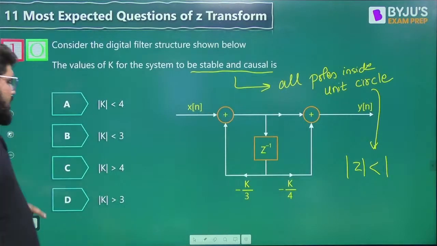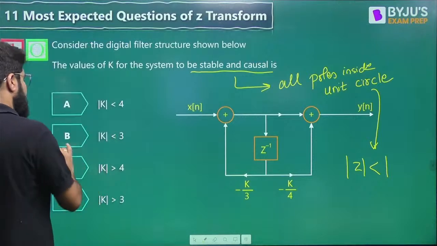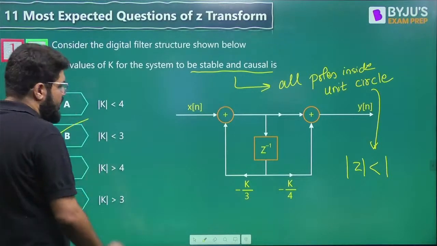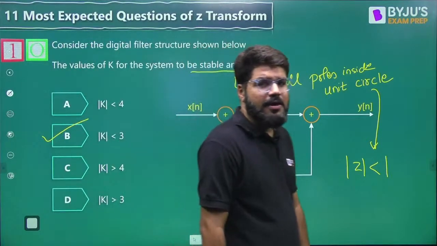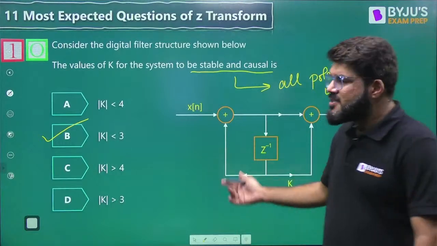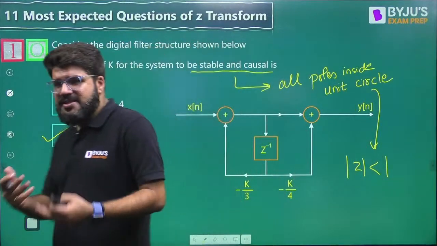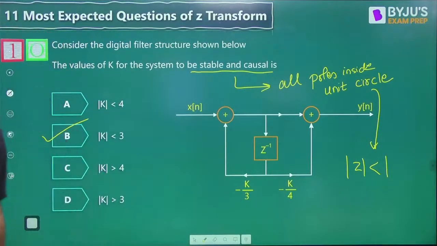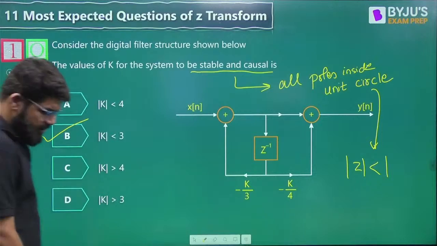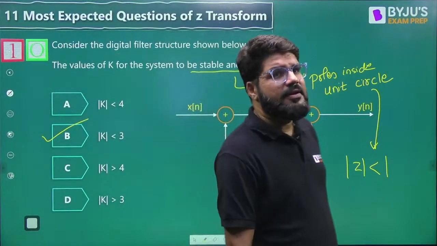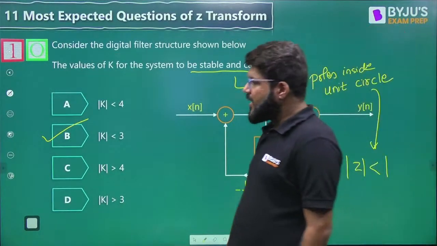So see, the question just uses a digital filter. The digital filter design has been removed from GATE, but the analysis can be done, and there's nothing regarding filter here. It's a stability and causality question. Mod K less than 3 is the final correct answer. This was question number 10 for today.